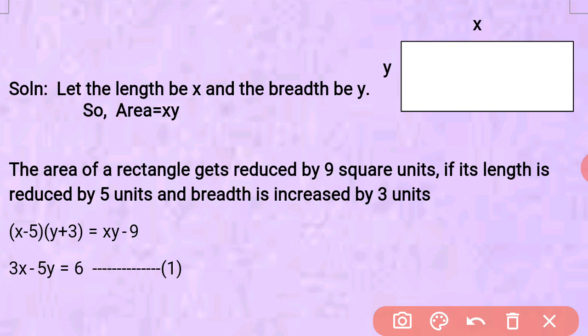But children, it is again told in the question that there is decrease in the area. The statement reads as, the area of a rectangle gets reduced by 9 square units. That is why the initial area was xy and now it is reduced by 9, so minus 9. So the new area is xy minus 9. Simplify this equation and you finally get an equation that reads as 3x minus 5y equal to 6. Let's move to the second condition.